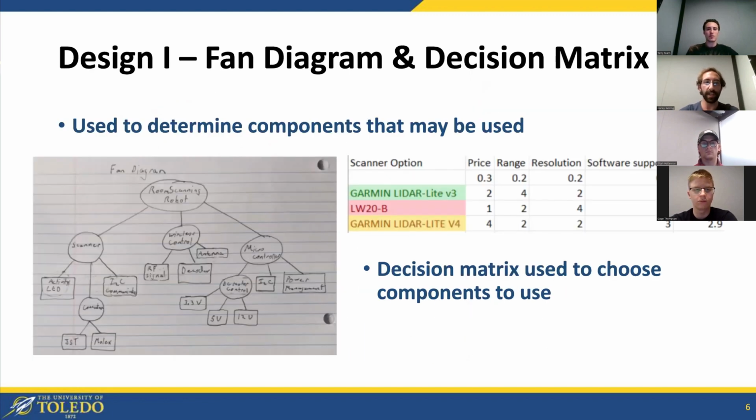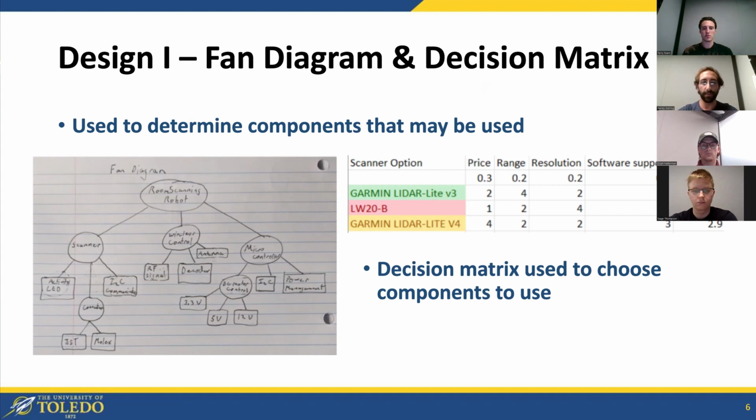So starting with our design, we created a fan diagram. We used this to help us figure out, based on our marketing requirements, engineering requirements, and house of quality, what all our robot will entail component-wise. So we started with the base levels of just the LIDAR scanner, the wireless control, and the microcontroller, and got more and more in depth from there, going into what type of communication it'll use, what type of antenna, even down to the motor control, what type of voltages it would use.